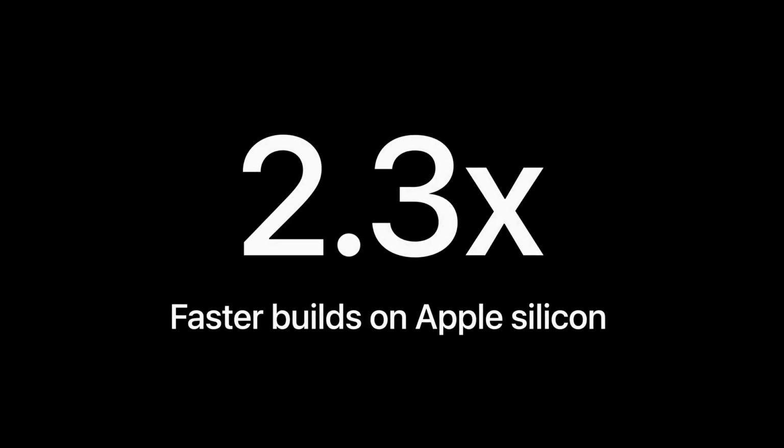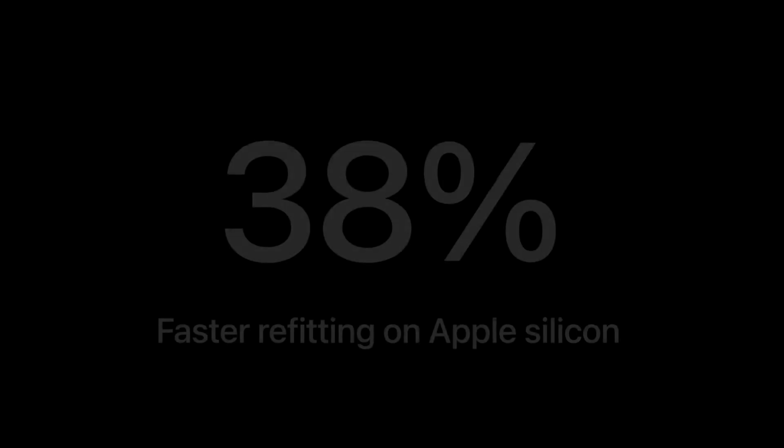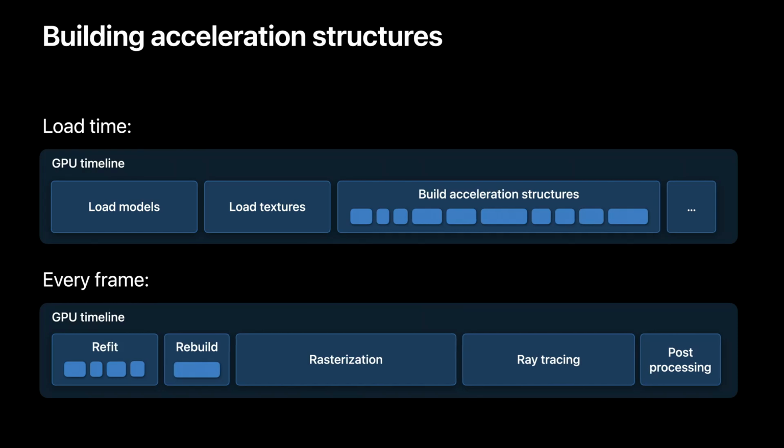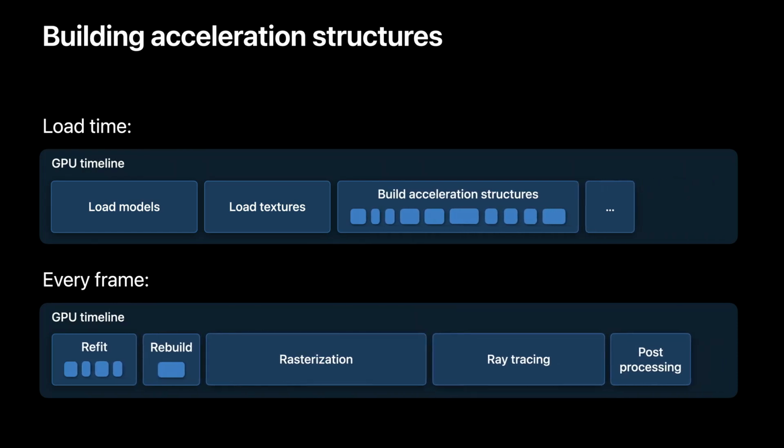This year, we've improved performance for all of these cases. First, acceleration structure builds are now up to 2.3 times faster on Apple Silicon. Second, refitting is also up to 38% faster. This means that both load times and per frame overhead are reduced, but it gets even better.